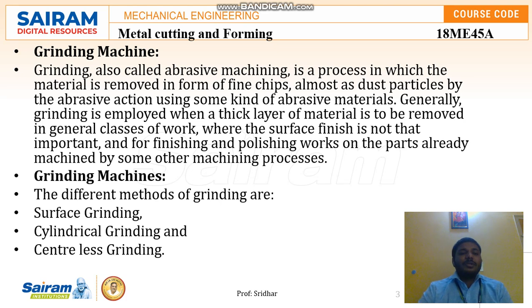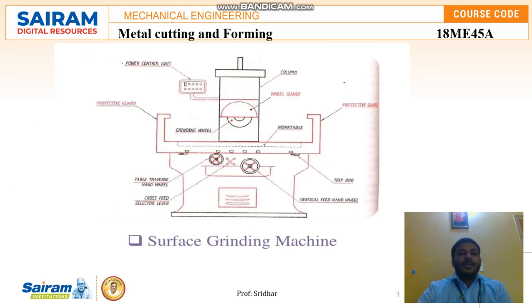So first, now we're going to see about surface grinding. Surface grinding is one type of machining where we remove material to get a surface finish and polishing. Mainly we use this surface grinding machine. So the function of the surface grinding machine is where you can see this.